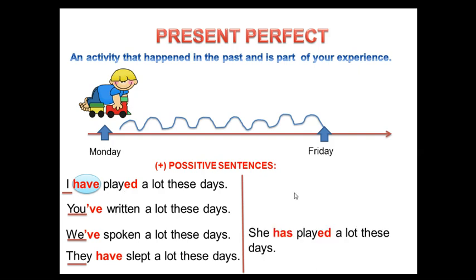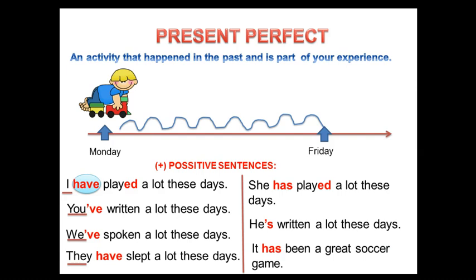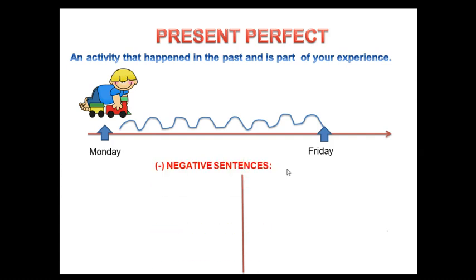Now, what about these sentences? She has played a lot these days. He's written a lot these days. Or it has been a great soccer game. For the pronouns she, he, or it, we use has, okay? Always, okay? It's different. For I, you, we, and they, we use have to make sentences in the present perfect. And for she, he, and it, we use has, or we can use the contracted form apostrophe s, like in this sentence. Yes?